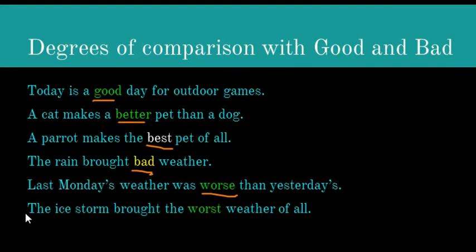Next example. The ice storm brought the worst weather of all. Use worst to compare more than two people, places, or things. Worst is a superlative degree of bad, and bad is an irregular adjective. That's why we will not add est to create superlative degree. Whole new word is used. So, speaker is comparing ice storm, describing low limit of quality. Worst.